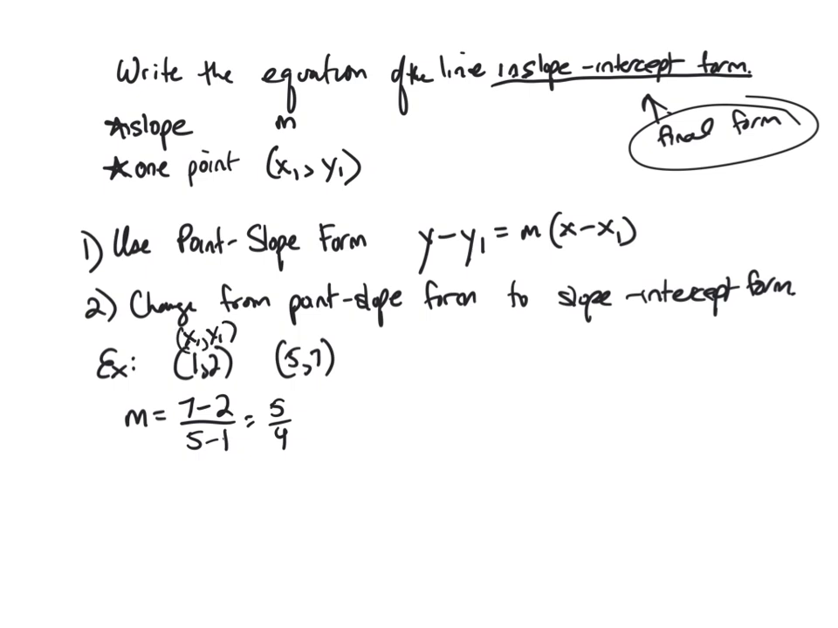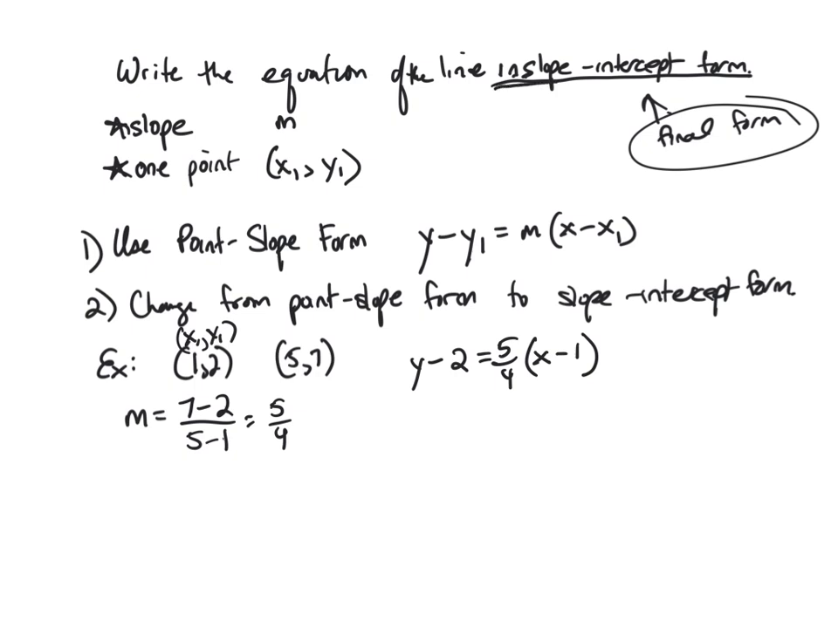Now I'm going to write the equation as y minus the y value equals, so that's y minus 2, equals the slope 5/4 times the quantity x minus the given x value, which in this case is the 1. So I've written the equation of the line, and if the directions just say write the equation of the line, I'm totally done. I have the equation of the line.